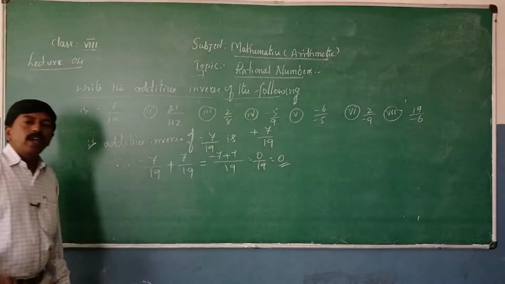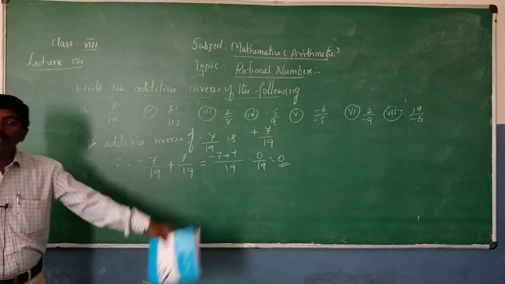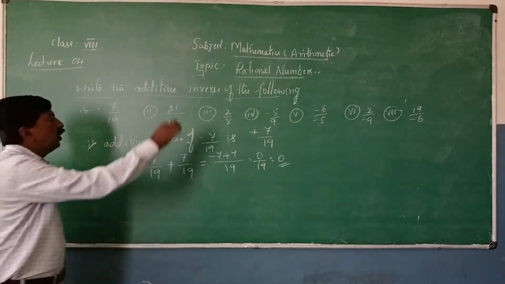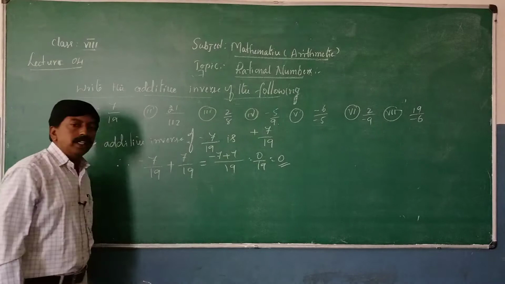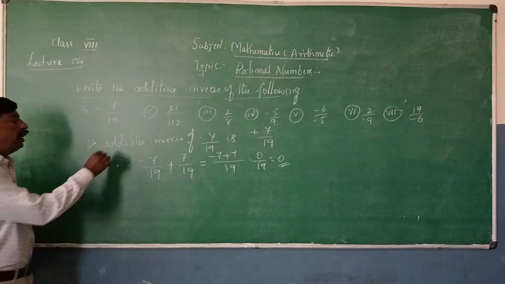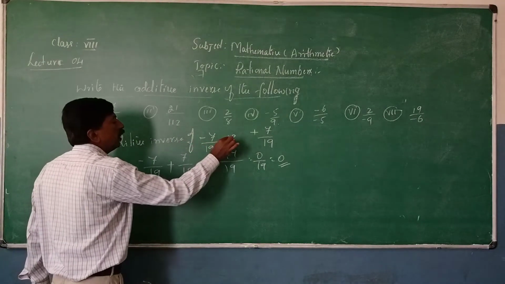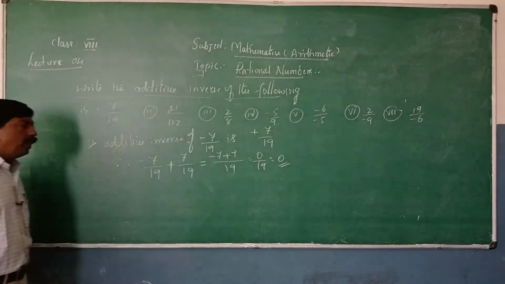That 0 is the additive identity element. The difference of the two is 0. Therefore, plus 7 by 19 is the additive inverse of minus 7 by 19. You can write it in words: the additive inverse of minus 7 by 9 is plus 7 by 9.